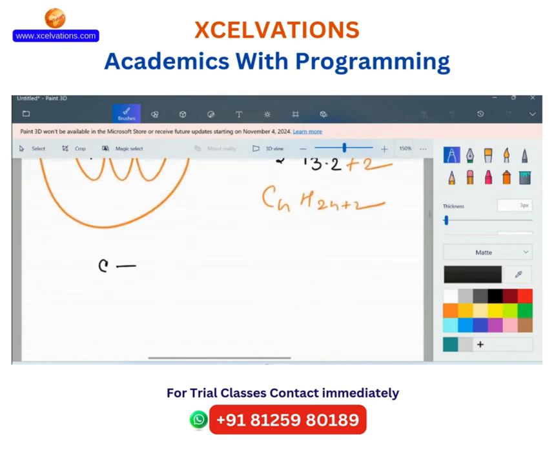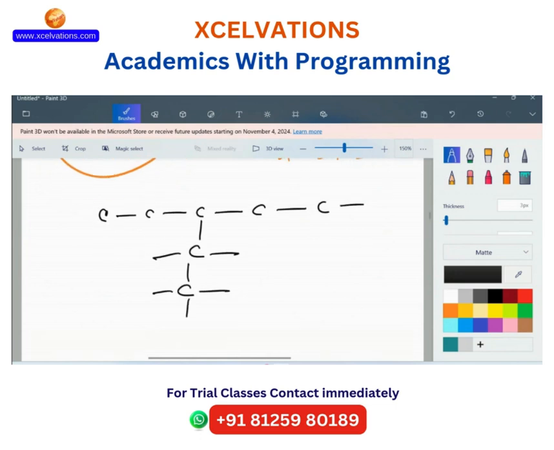What will happen if I have some branching like this? What will happen? No, every carbon is connected to 2 different carbons, sometimes 3. Yes or no? Yes, sir. So C will be n and H should be 4n, because every carbon needs 4 bonds. Right? Yes, sir.